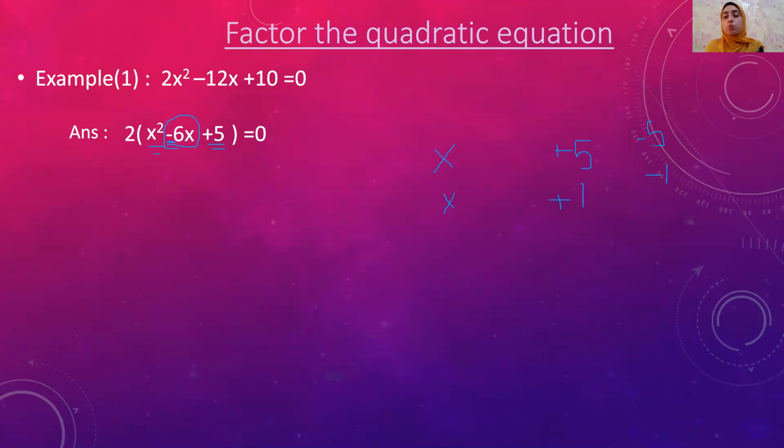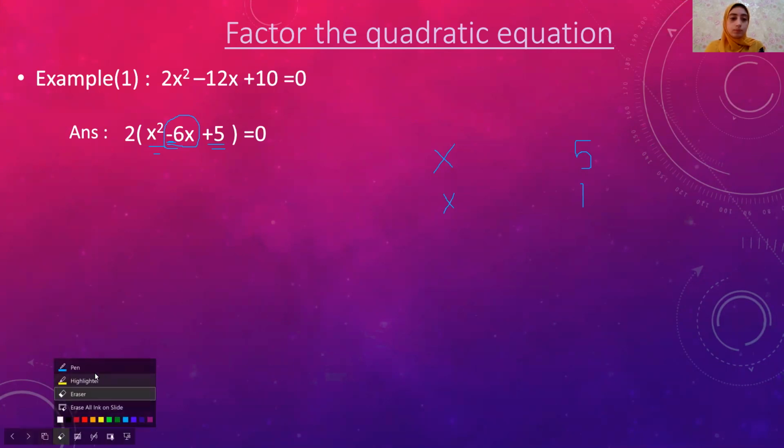So I wanted to know which is the better choice here. So I will go back to the middle term and ask myself, is this sign positive or negative? Negative, so the better choice here is negative 5, negative 1. Okay, let's do it. So I will cross out positive 5 and positive 1. Now the better choice here is negative 5 and negative 1.